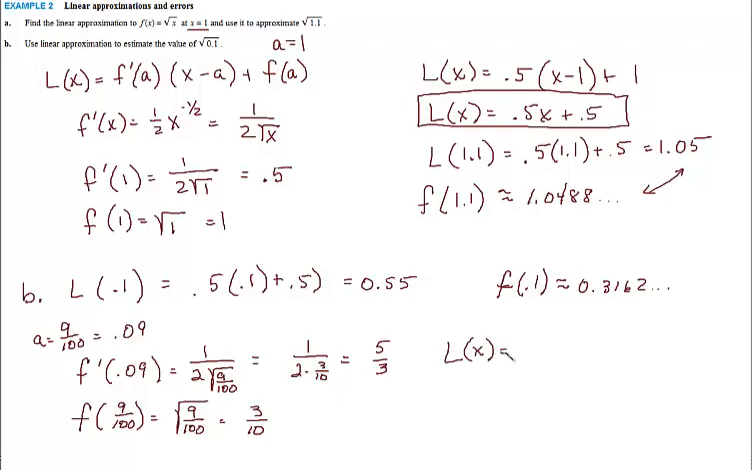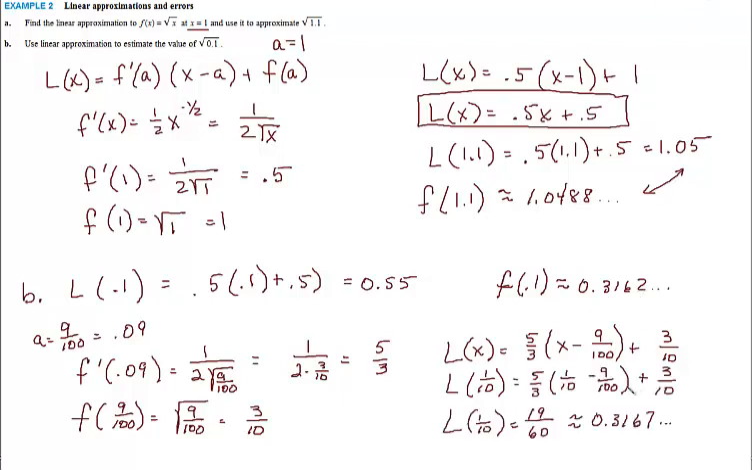L of x equals f prime of that value, that's 5/3, times x minus my new a, which is 9 over 100, plus f of a, which is 3 over 10. And they would like for me to do x equal to 0.1. I'm just going to call that 1 over 10. And then I'm going to work my fraction for you. Alright, so I worked out my fractions for you, and I got that my approximation is 0.3167.